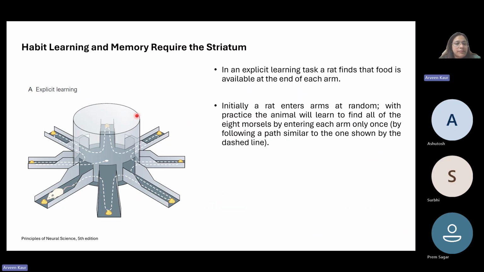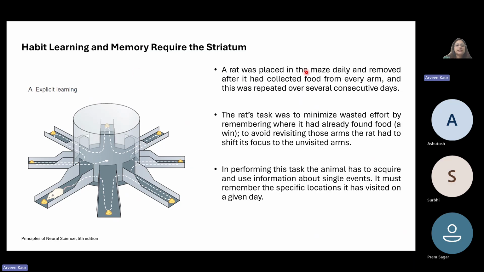So in this explicit memory, what happens? In an explicit learning task, rat finds a food is available at the end of each arm. Initially, a rat enters arms at random, which with practice, the animal will learn to find all of the 8 morsels by entering each arm only once by following the path similar to the one that is shown by the dashed line over here, right? So a rat was placed in the maze daily and removed after it had collected food from every arm, and this was repeated over several consecutive days.